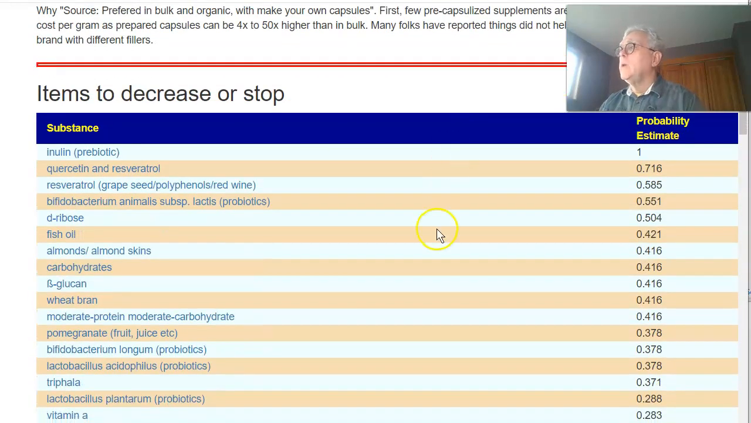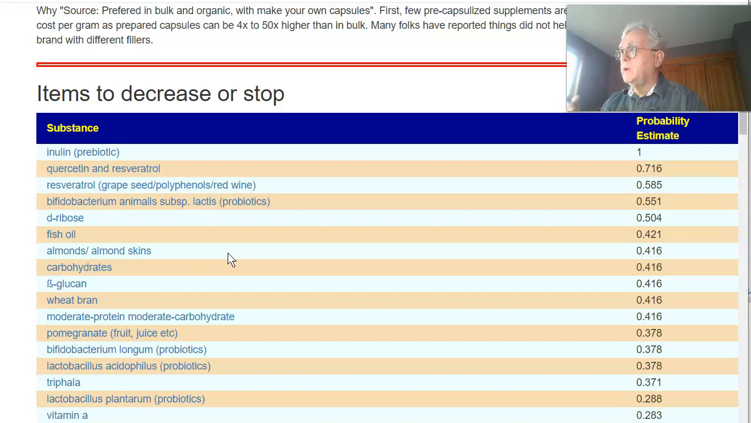Down below, we have the things that should be stopped, and sometimes you end up with surprises. For example, inulin, resveratrol, beta-glucan, fish oil are unexpected things for many people to stop. The problem is, while they feed the good bacteria, they also feed the bad bacteria. Again, these are suggestions.